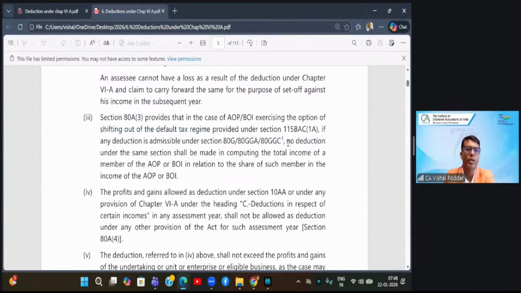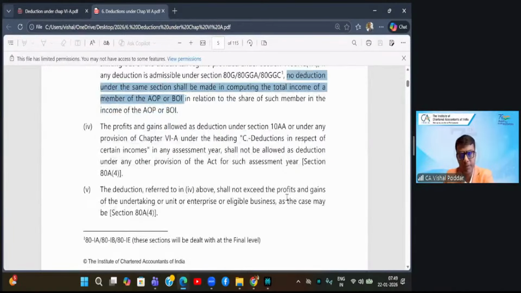Interestingly, what it says, no deduction under the same section shall be allowed to the members of this AOP BOI. In other words, see, I will allow deduction only once. For the same investment, for the same deposit, for the same donation, I cannot allow deduction twice. So if AOP BOI has claimed that deduction, again the same amount cannot be allowed as deduction to its members.